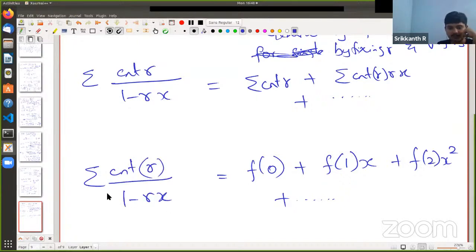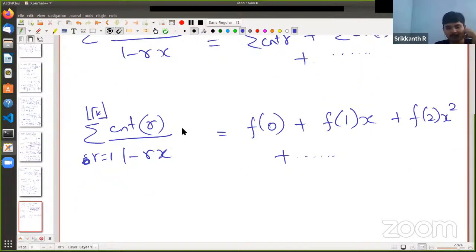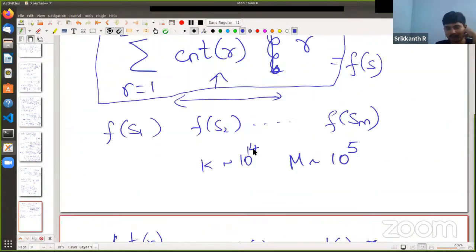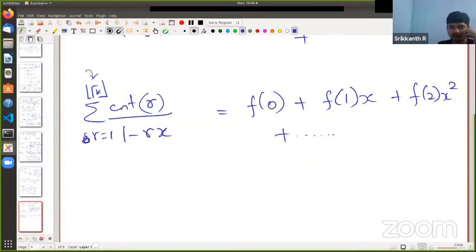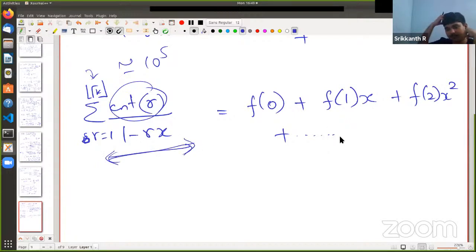It's a sum of say r equal to 1, okay, and although I'm writing square root of k here, some of the terms have count 0. So if we consider only those terms with positive count, that happens to be around 10 power 5. So there are 10 power 5 terms on the left hand side, and on the right hand side you have the generating function expansion.